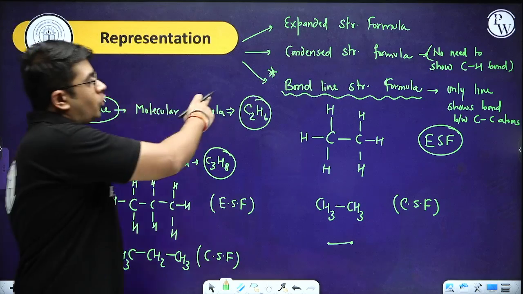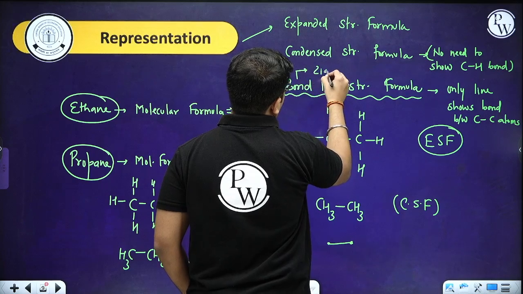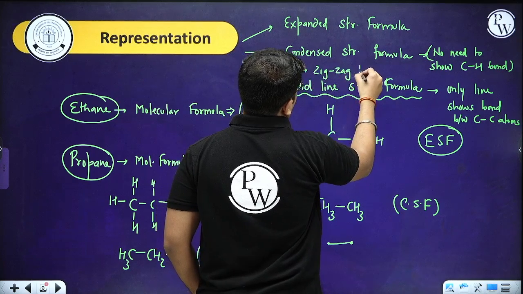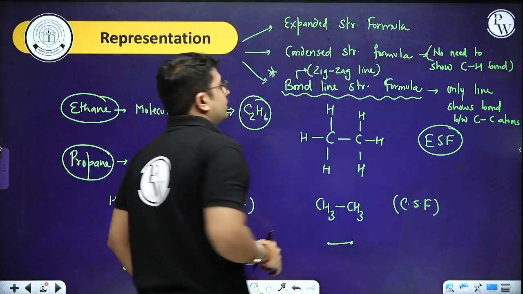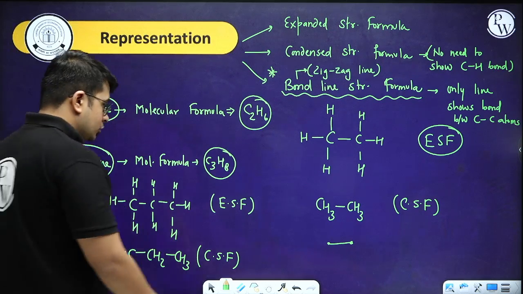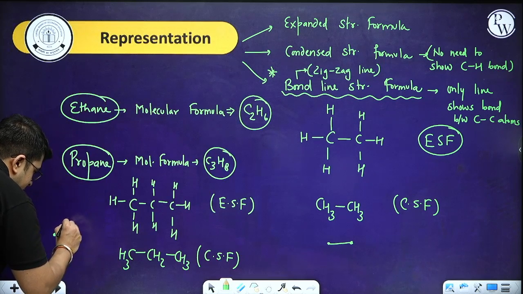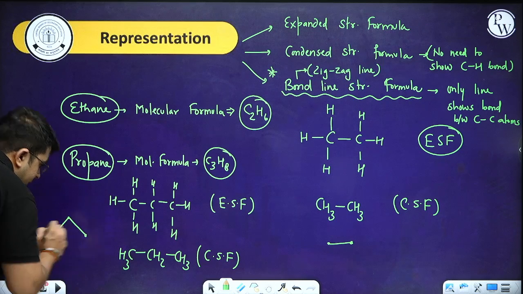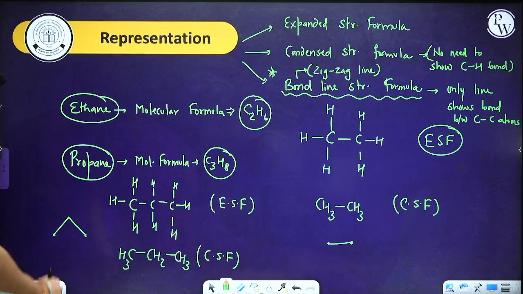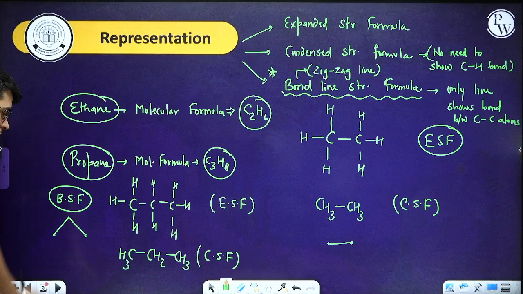Now in the case of the bond line structural formula, you can use a zigzag line to show the tetrahedral structure. Three carbon atoms are there, so you can use a representation like this. I am writing it here, 1, 2 and 3. This is the structure known as the bond line structural formula. I hope this entire part is now clear. Just have a look at it.